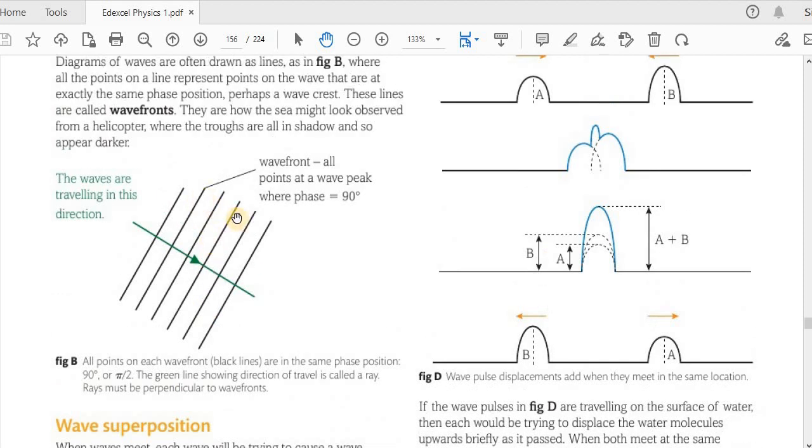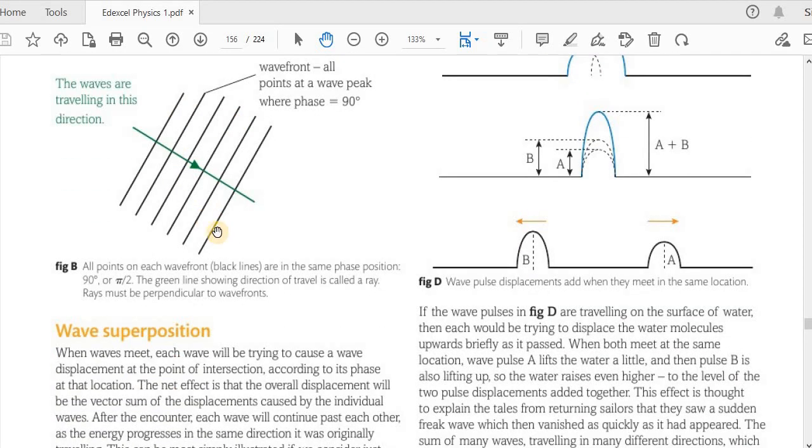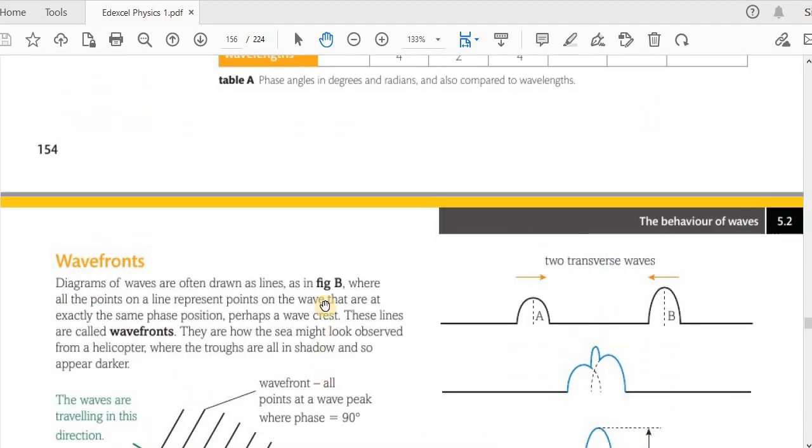The path difference is lambda over 2. All points in each wave, the black lines, are in the same phase position, 90 degrees or pi over 2. The green line shows direction of travel, called a ray. Green line showing the direction of travel is called a ray. So I already explained that rays must be perpendicular to wave fronts. So you can see clearly they have also stated that.